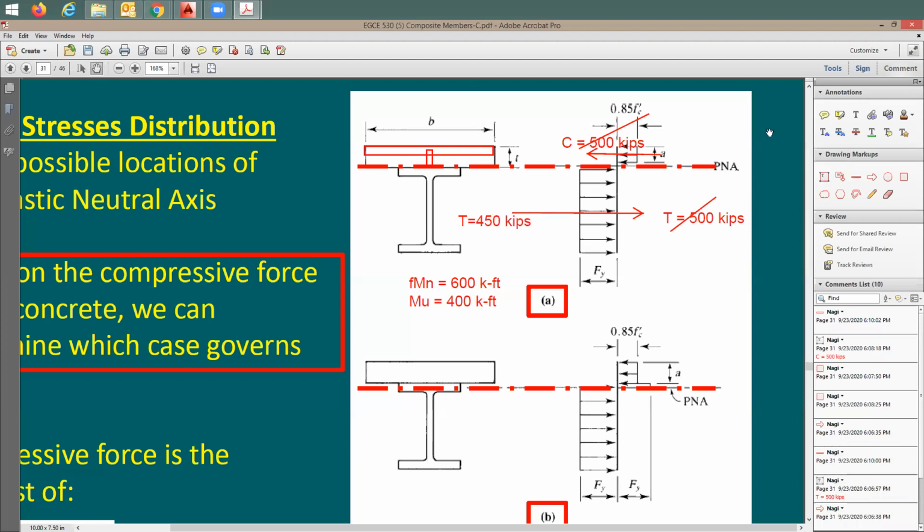Now, how about the compression of the concrete? What value would you like to use? It has to be also 450 kips. You cannot go beyond this because this is now the maximum force that you like to transfer between here to there.